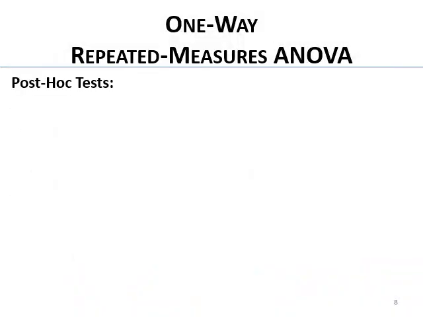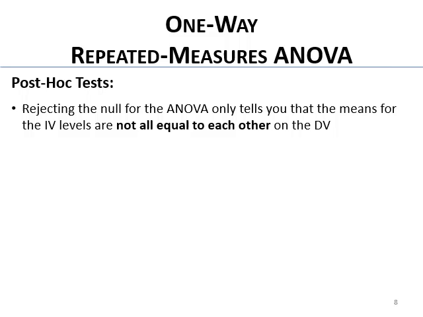So let's talk about the post-hoc tests for repeated measures ANOVA. These are the after-the-fact tests. That's what it means in Latin. When you reject the null for ANOVA, it only tells you that the means for the IV levels are not all equal to each other. It could be one differs from just one other one. It could be they all differ from each other. Two of them differ from the third. You have no idea, right?